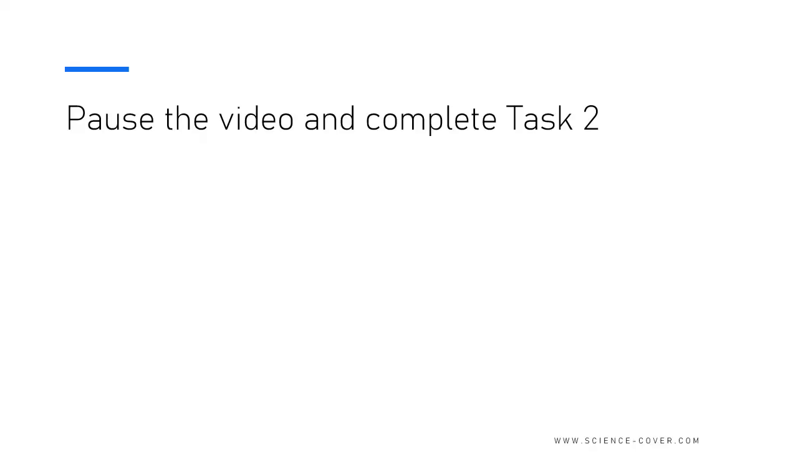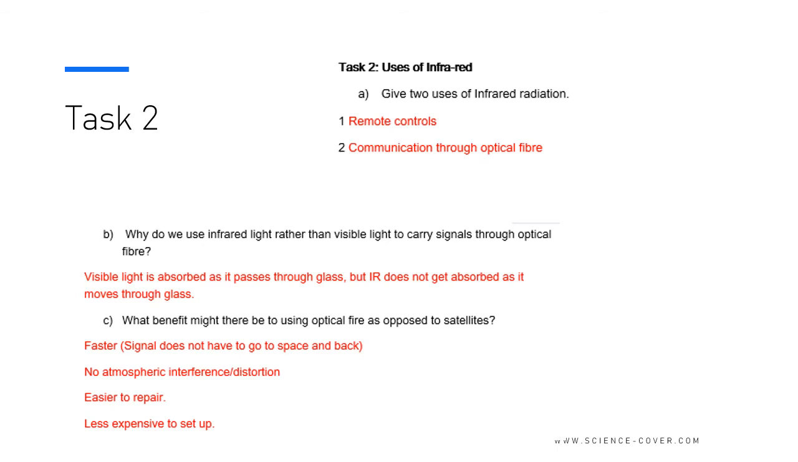Now pause the video and complete task 2. Let's check our answers to task 2. 2 uses of infrared light. Number 1, remote controls. Number 2, communication through optical fiber. Part B. Why do we use infrared light rather than visible light to carry signals through optical fiber?